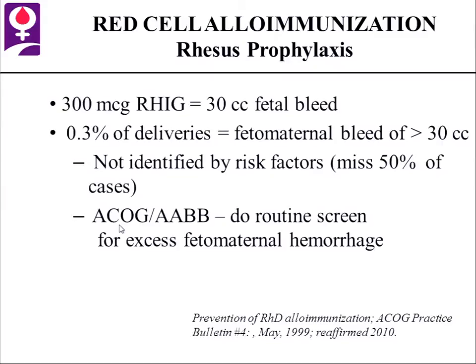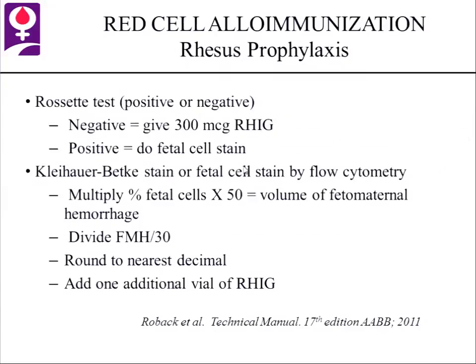Now both the American College of OB/GYN and the American Association of Blood Banks have gotten together and said that all pregnant women who are Rh negative should be screened for excessive bleeds at the time of delivery. Based on that screening, they may need additional vials of rhesus immune globulin. Most blood banks in the country do a Rosette test. If it comes back negative, they advise that 1 dose be given. If it's positive, they go on and do a fetal cell stain.